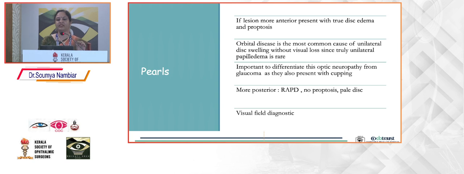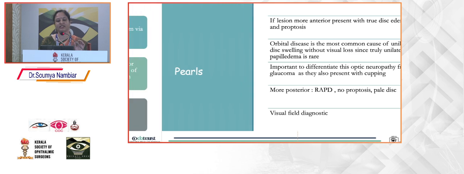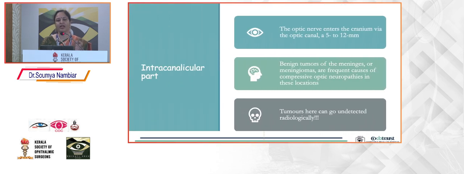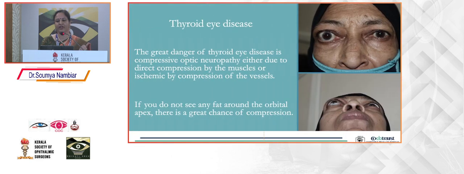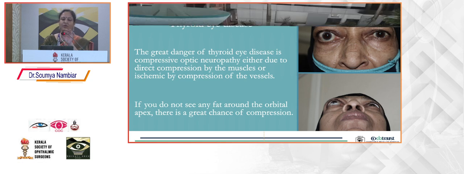So the pearls here are: if the lesion is more anterior, as I told, there will be a true disc edema. If only the posterior part is the problem, you can still detect an RAPD, but there may not be proptosis. Look at the disc carefully, and the visual field is diagnostic. The intracanalicular part I have already told, is difficult to detect. Thyroid eye disease, not the most common cause, cannot be missed because of this amount of proptosis if it presents like this. Okay, thank you one and all.